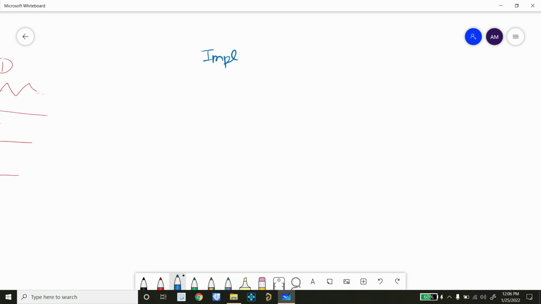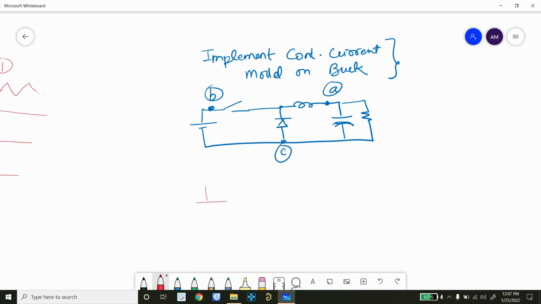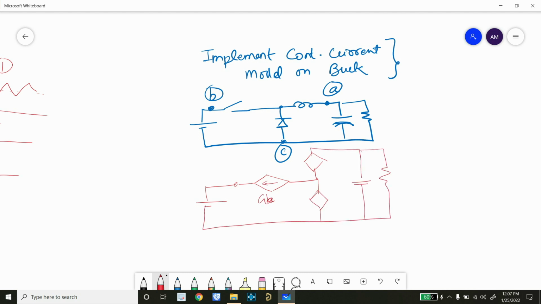Let's quickly implement the continuous current model on the buck converter. So let's draw the buck converter circuit first. Now let's replace the switch, diode and inductor with G_A, G_B and G_C. Now we know the expressions for these current sources. G_A is equal to the inductor current, or average inductor current. G_B is equal to the average inductor current multiplied by D on. G_C is equal to the average inductor current multiplied by D off.